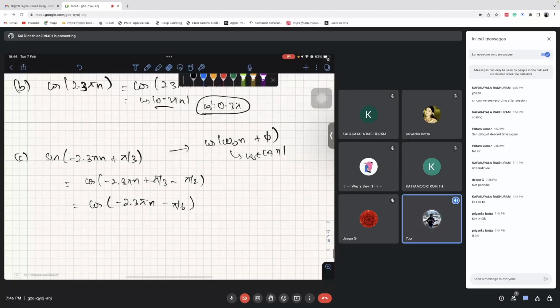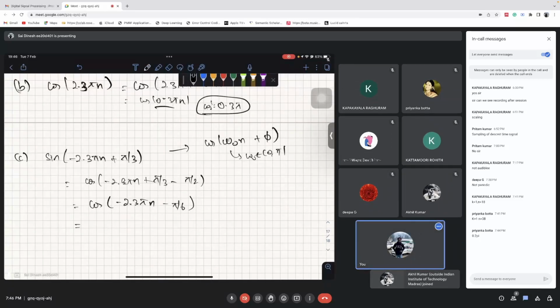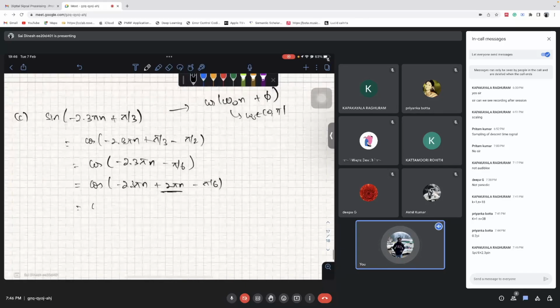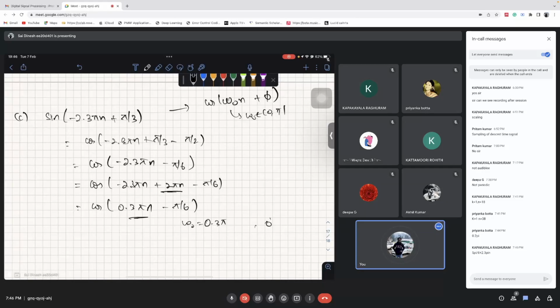Now just apply minus 2.3 pi n plus 2 pi n minus pi by 6. Again add 2 pi n, so it will be 0.3 pi n minus pi by 6. So omega naught is 0.3 pi, and then phi is minus pi by 6. Is it clear? Anyone has any doubt?